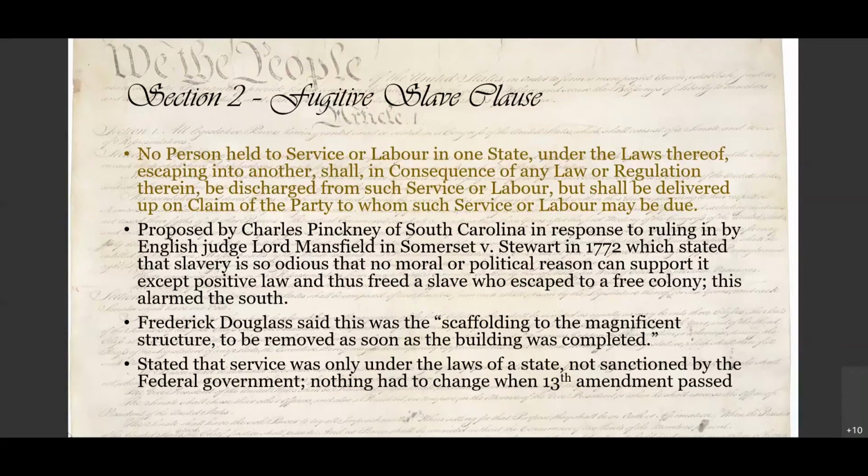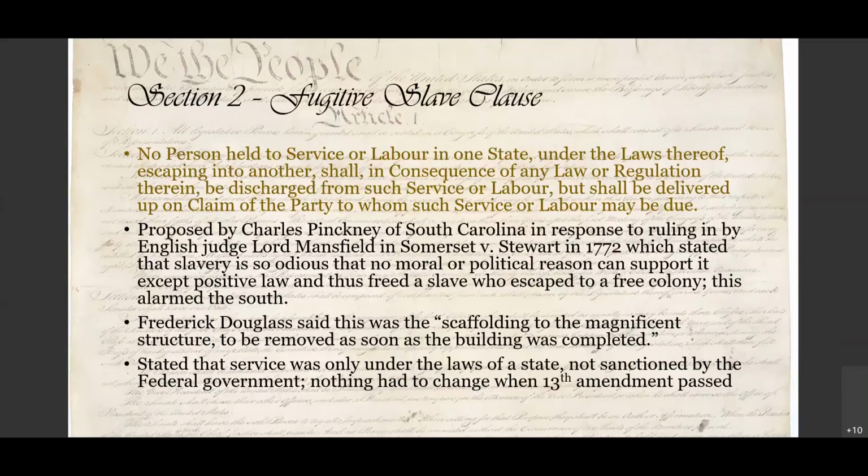So this is Frederick Douglass. He was born as a slave and escaped and got his freedom and became an early abolitionist, advocating for the abolition of slavery. But his comment on this clause was it was the scaffolding to the magnificent structure to be removed as soon as the building was completed.